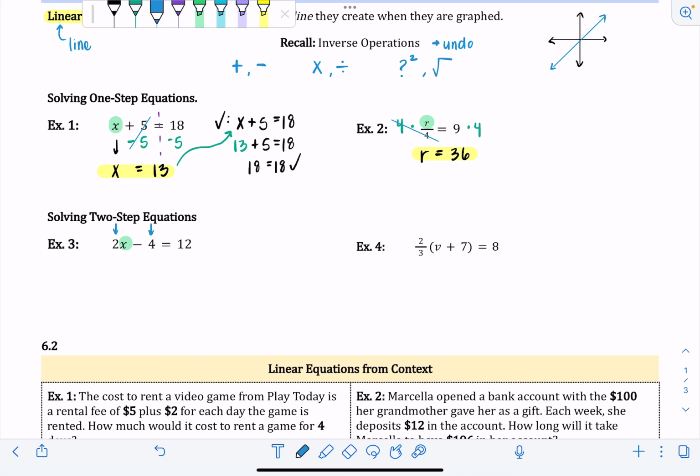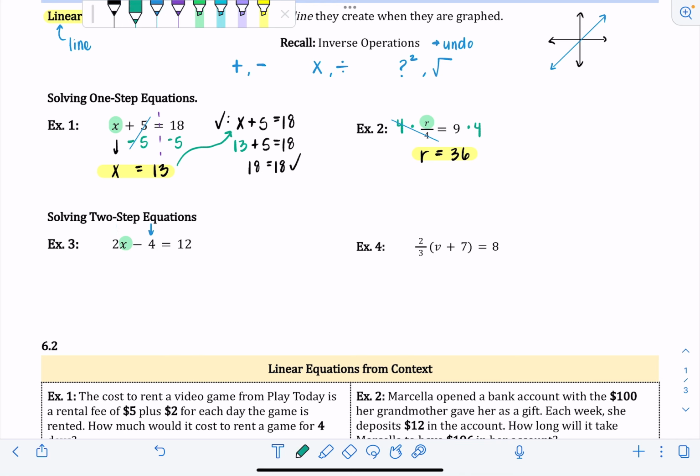So most of the time, you want to get rid of that minus 4 first. And the reason is, if I try to get rid of that 2 that's being multiplied by it, I would have to take the entire equation and divide it by 2, which isn't that big of a deal in this case because everything is divisible by 2, but that is not always the case. Sometimes if you choose that step first, you would end up with some ugly fractions. So I would just avoid it altogether. So we're going to undo the minus 4 first.